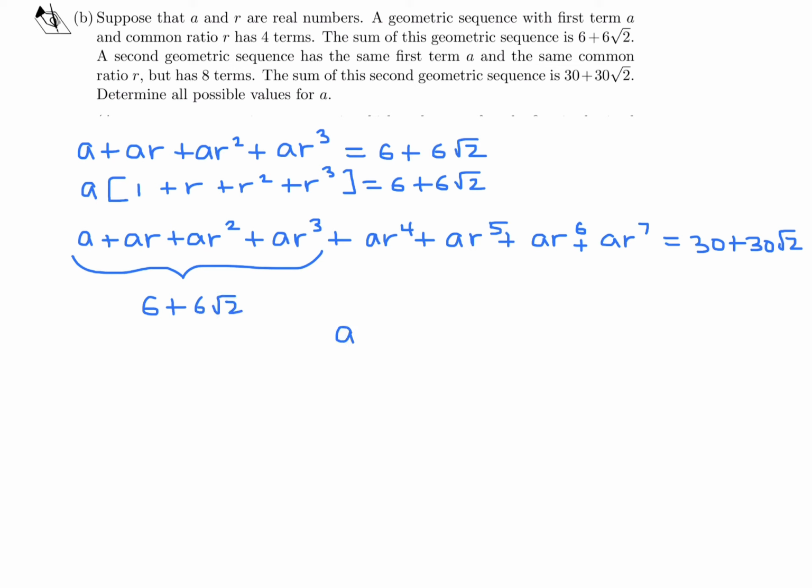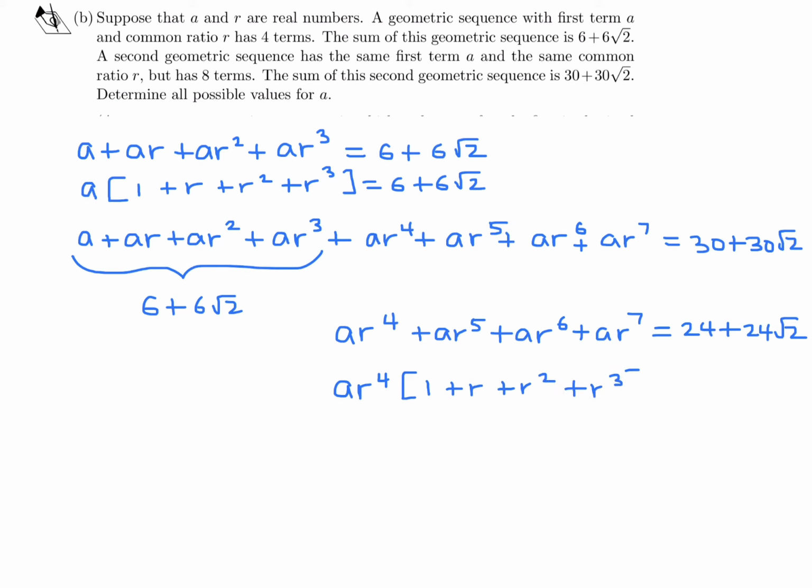Okay, and then just isolate for this here: ar^4, ar^5, ar^6, ar^7, like that. And then subtract that, so this is going to be 24 plus 24 root 2, right? Okay, I think I can factor out a lot here: an a and an r to the power of 4. So 1 plus r plus r squared plus r to the power of 3. And then now I recognize something. This, let's see here.